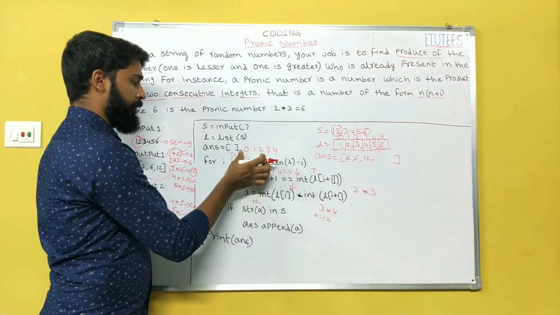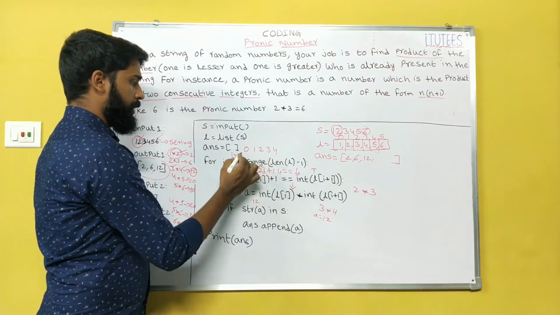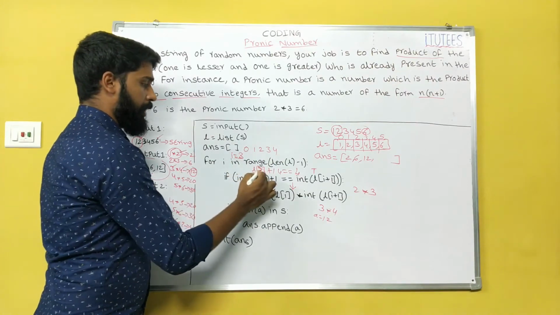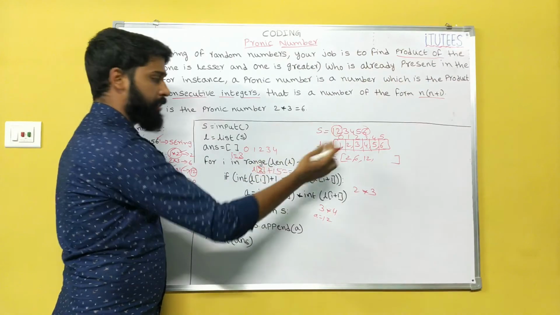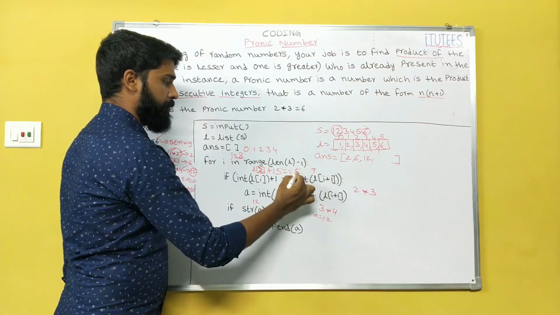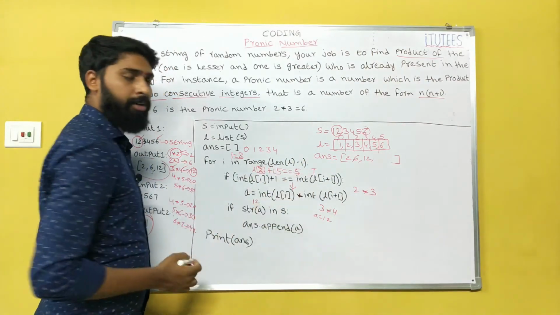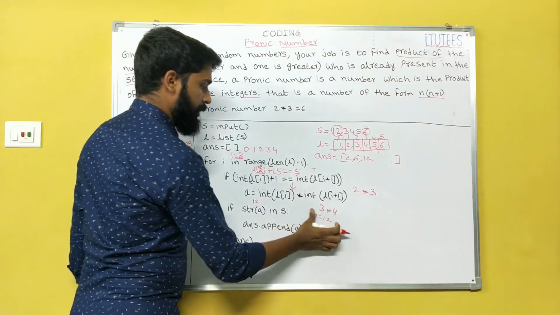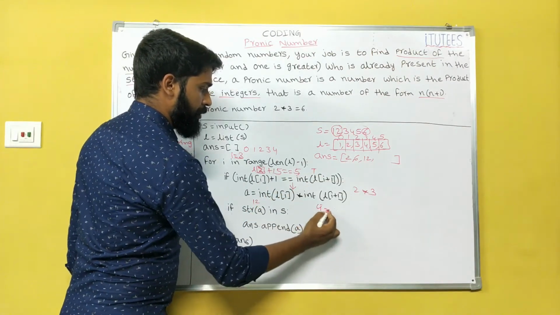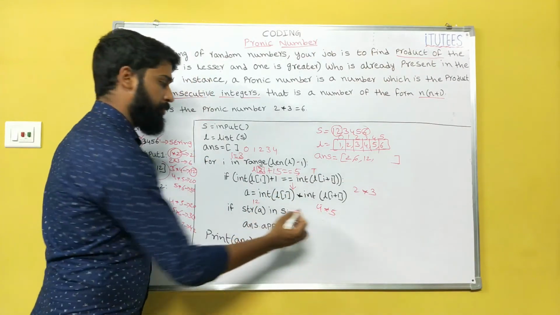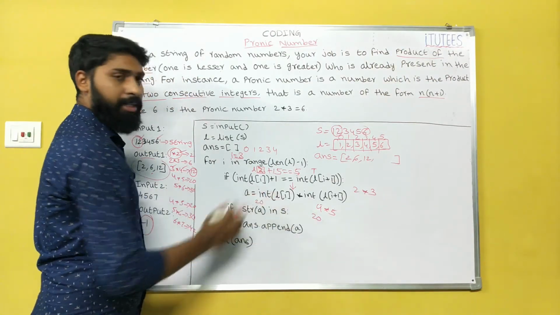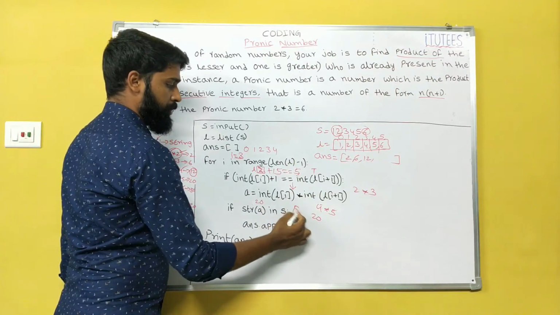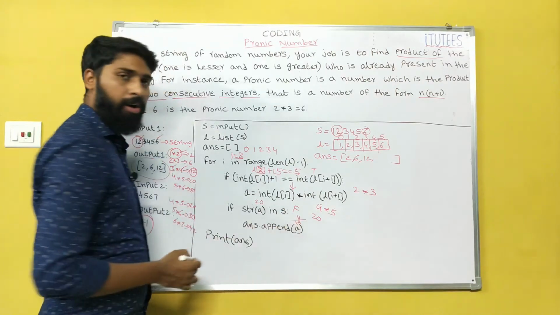Next iteration, i becomes 3. L of 3 is 4. 4 plus 1 means 5, and the next is also 5. True, enter into this block. 4 into 5 is 20. Is 20 in S? False, so we don't enter into this block.